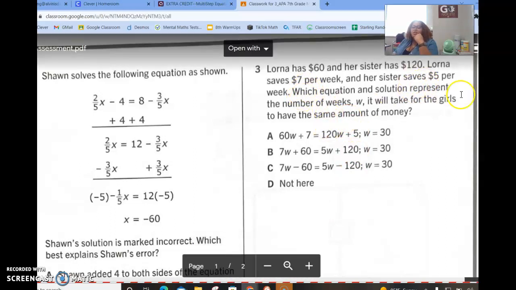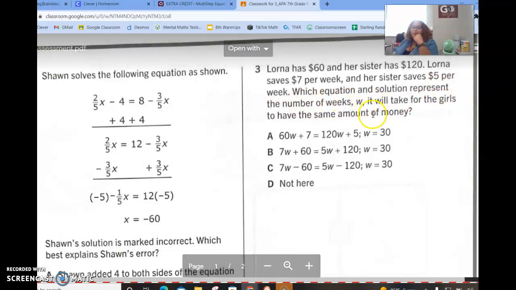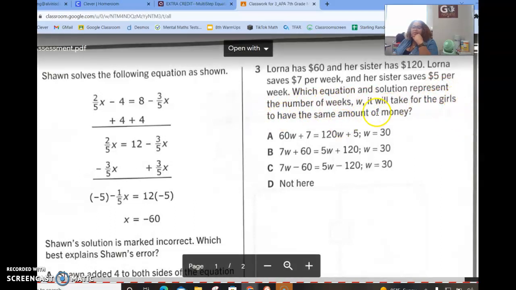Which equation and solution represent the number of weeks W it will take for the girls to have the same amount of money? So I've got to start with Lorna and her sister. Lorna has $60 and she's saving $7 per week. I'm writing down the info first. I'm going to show you my camera in a minute after I'm done writing this down. Her sister has $120 and she's saving $5 per week.